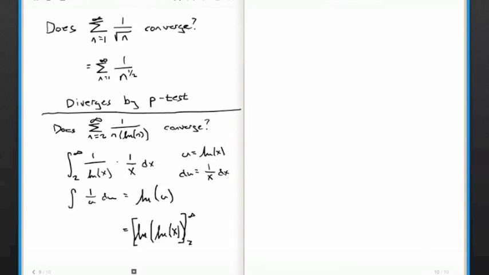Well, the natural log of infinity, well, that just goes off to infinity. The natural log of infinity goes to infinity. So this really becomes infinity minus something, natural log of 2, which is some constant number, but it doesn't matter. So this diverges.